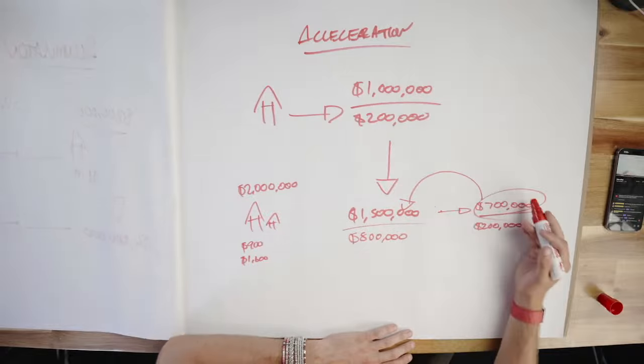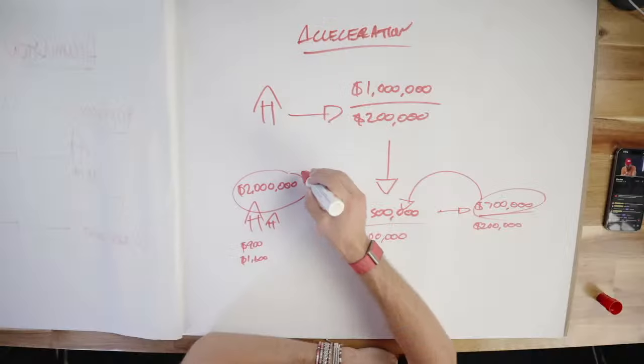I've showed you an example on one property, but guess what? If you've got 10 properties, you can do it to 10 properties. So it's all about accumulating your assets, then accelerating them. Now, one of the questions people ask is, can you do it at the same time? The answer to that question is absolutely yes, you can.